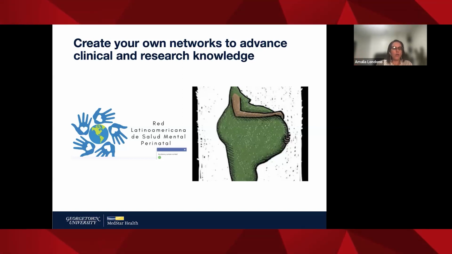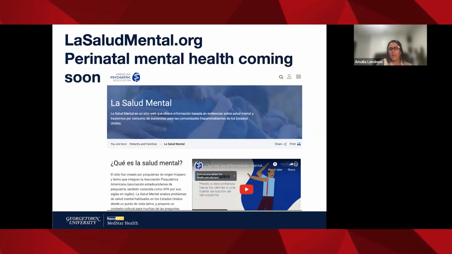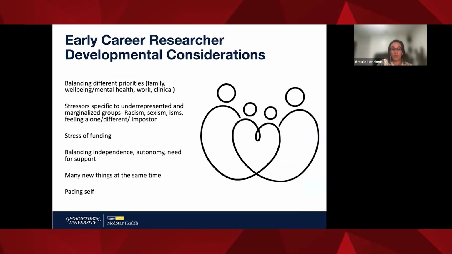And so I got a bunch of colleagues, and we were like, okay, let's do a network of perinatal mental health in Latin America. And we have over 550 members now. And we're trying to figure out, how do we do research in this? How do we bring all these concepts and learn from each other to be able to improve global perinatal mental health for families, both mothers, fathers, the family system. And I continue to do advocacy work and try to increase services for the Hispanic community. And we have this page that we're working on with the APA and lasaludmental.org with Spanish-speaking information.